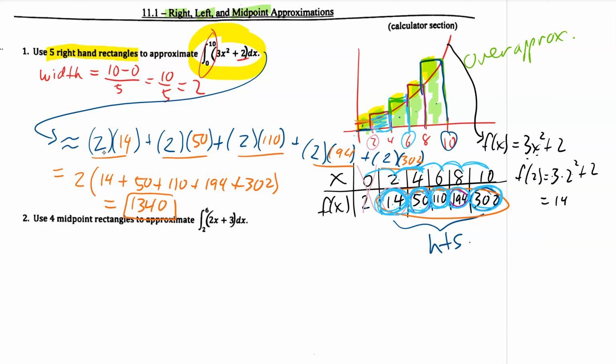All right. Had we been asked to do left rectangles, let me show you what that would look like. We would have done this, and this, and this, and this, and this. We would have used the left, the left, the left, the left, the left, and then not used the right, the 302. And of course, that would change our answer, because we would never have a 302 in the mix up here. And instead of our first rectangle being base of 2, height of 14, it would have been base of 2, height of 2.